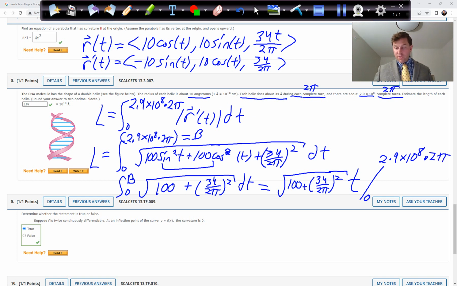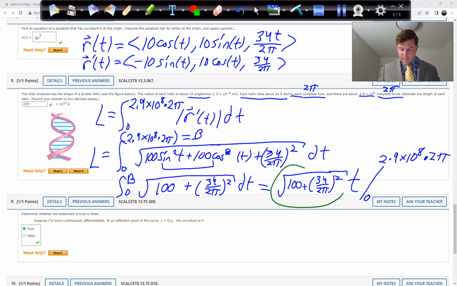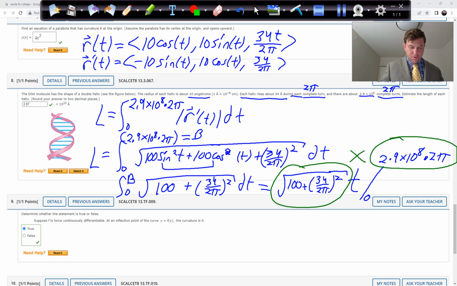So really all you have to do is take this square root number times this top number, because when you plug in 0, the whole thing goes away. So to get this answer, you're just going to take whatever this number is times this number here. And you should get 2.07 times 10 to the 10 angstroms, which is about 2 meters. Okay, so I believe, yep, that's all you need for that one.